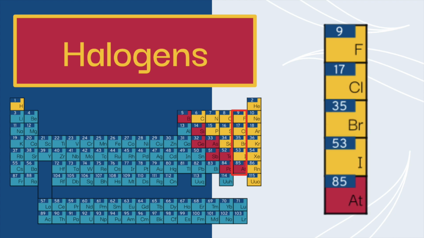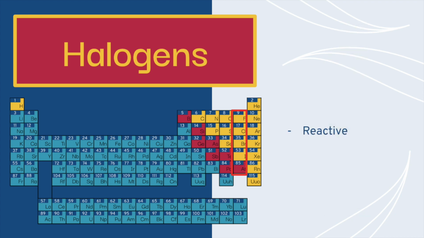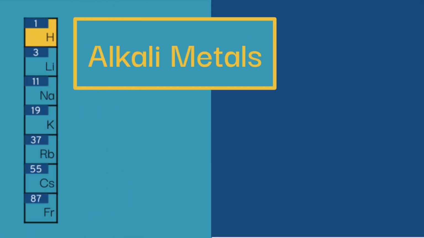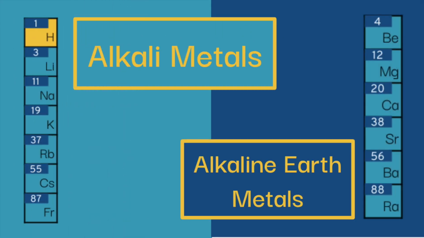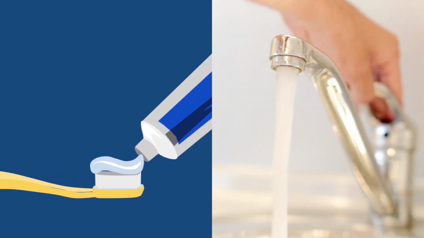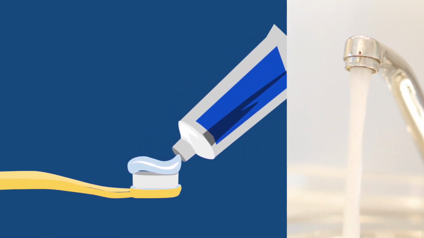Halogens are in the second column from the right. These elements are also very reactive. They especially like to form compounds with alkali metals and alkaline earth metals. Examples of halogens include fluorine, which is used in toothpaste, and chlorine, which is used to disinfect water.